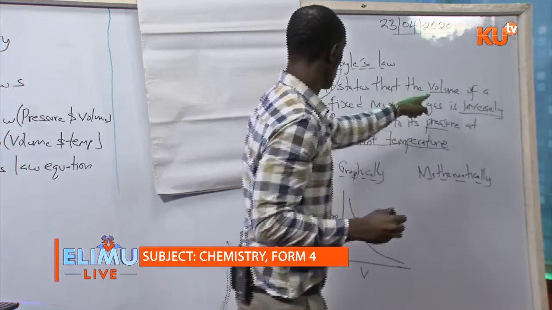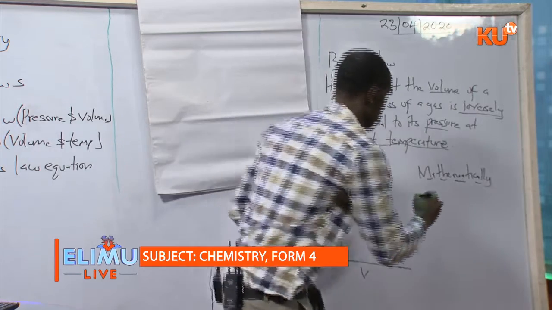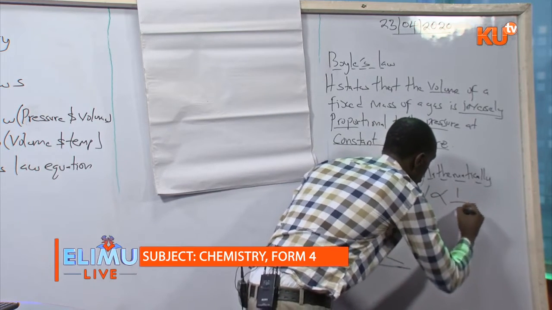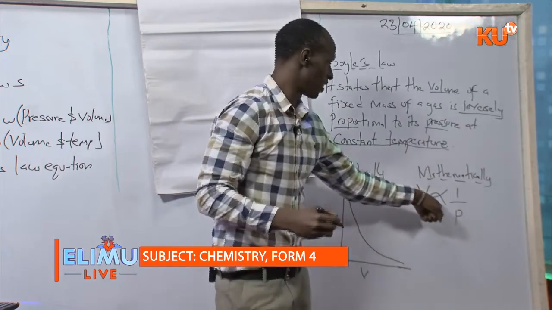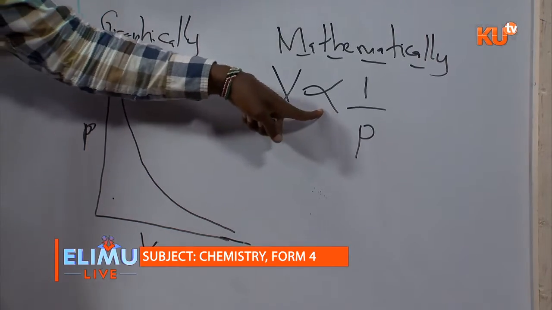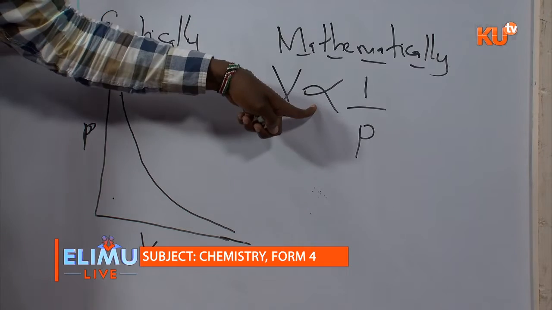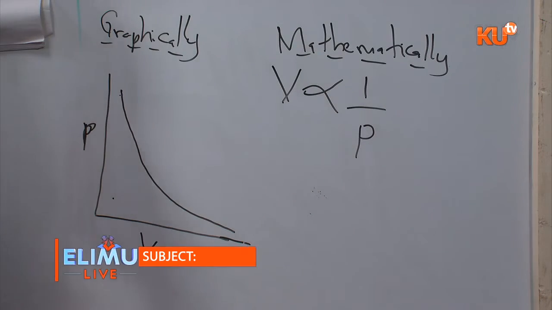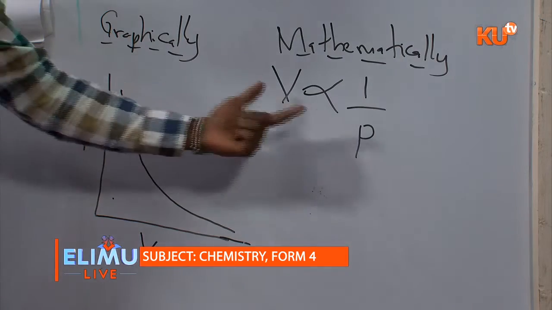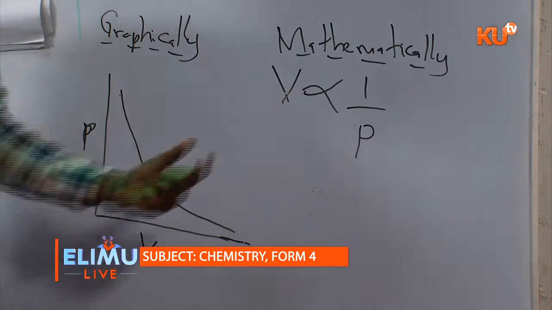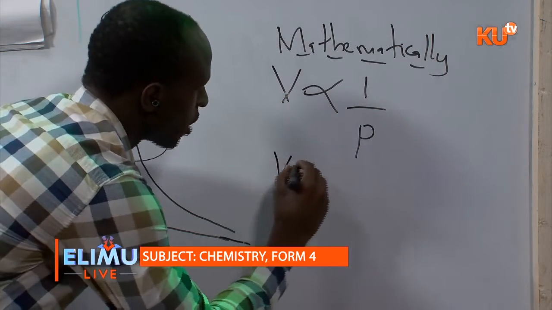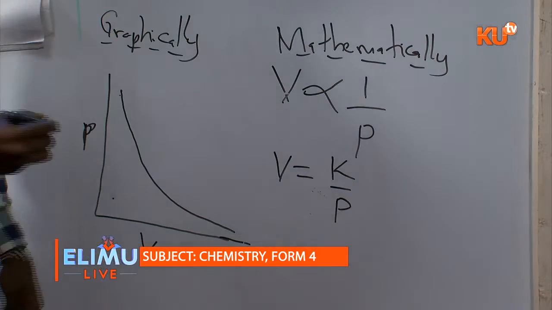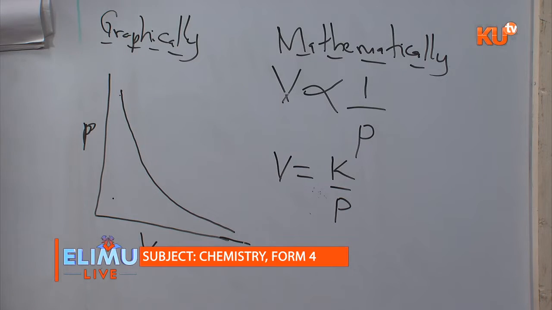The volume of a fixed mass of a gas, we say volume α 1 over P. This sign is alpha, a Greek letter. Alpha stands for proportion. So if you say 1 over P, it means volume is inversely proportional to pressure. If you want to change alpha to an equal sign, you introduce a constant K. So V equals K over P, where K is a constant.